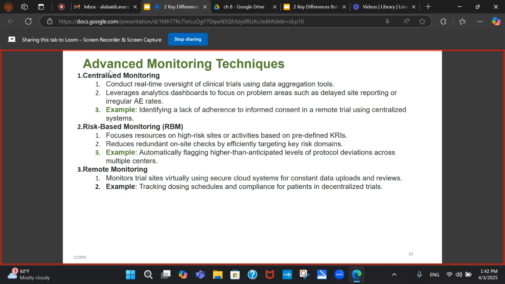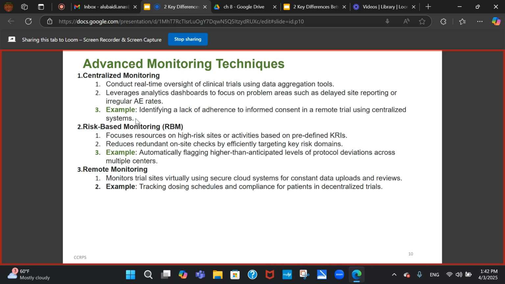Now, on the other hand, the advanced enhanced monitoring techniques. And the 3 elements here, despite the order, we have the centralized monitoring, we have the risk-based monitoring, RBM for short, and remote or distant monitoring. So centralized monitoring is conducting real-time oversight of clinical trials using data aggregation tools. It leverages analytics dashboards to focus on problem areas such as delayed site reporting or irregular AE, adverse event, rates.